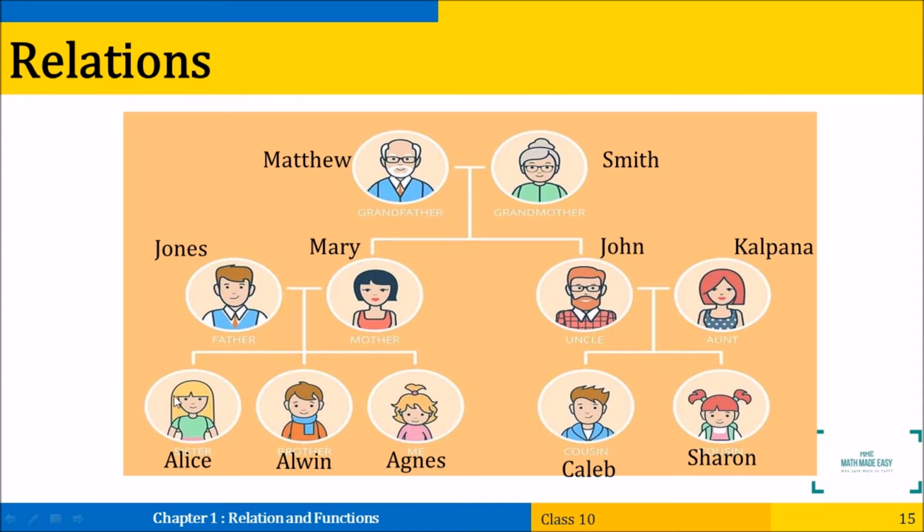If you cross product Agnes with the elements inside the family, Agnes is somehow related to each and every other person in this family. So we say that is a relation. Likewise, if we take Sharon, Sharon is related to Caleb as his sister, and Agnes is related to Caleb as cousin. So you can find a number of relations just from this family example. I think I made relations very clear, and let's get deeper into it.